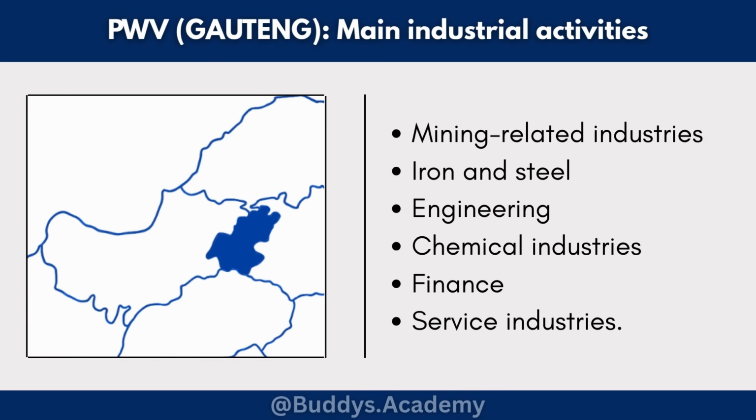The main industrial activities that are going to take place within your PWV region would be mining-related industries, iron and steel, engineering, chemical industries, finance, and your service industries.